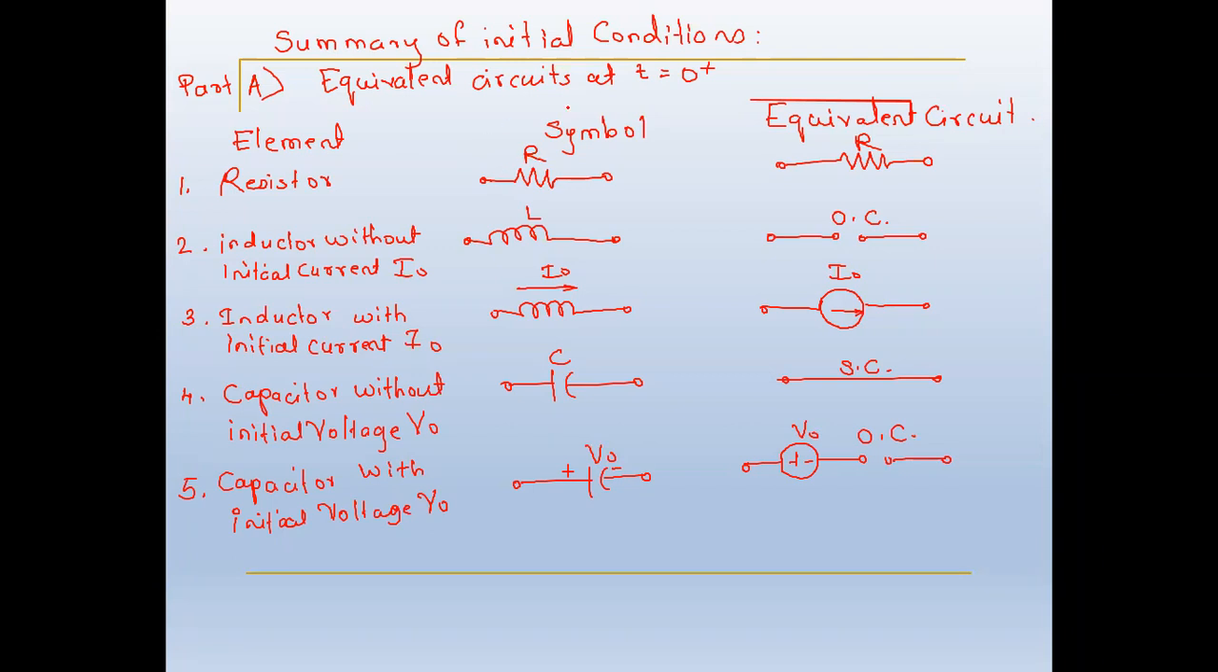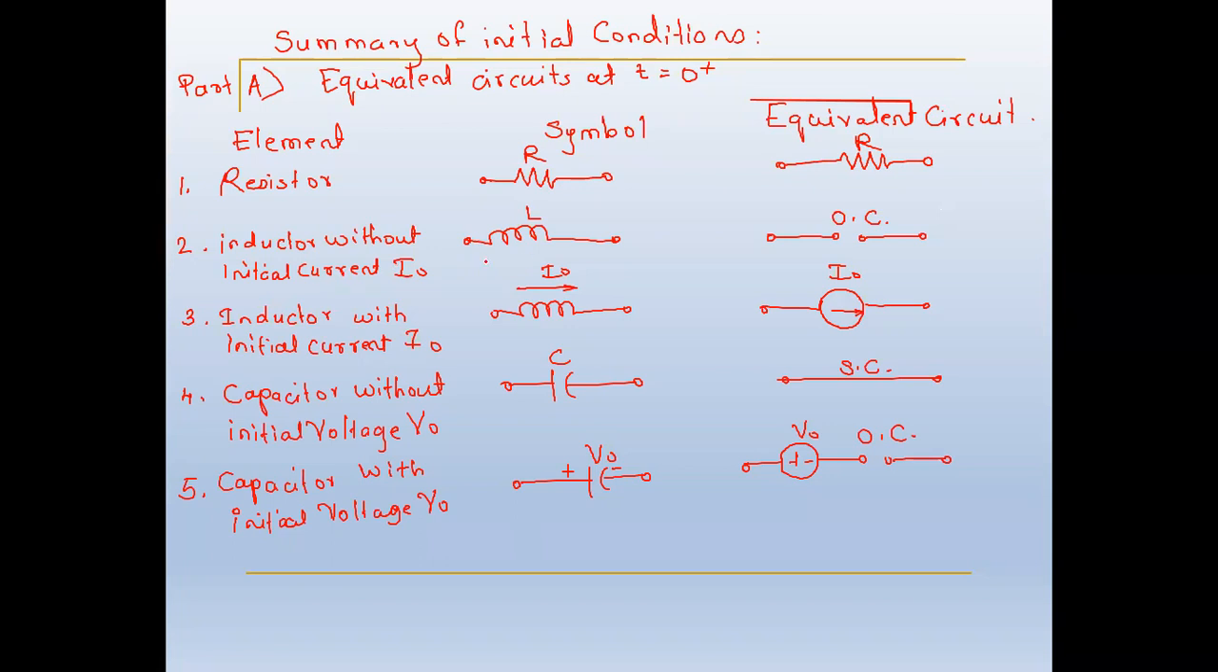These are the equivalent circuits at t is equal to 0 plus. The switch is operated at t is equal to 0, so t is equal to 0 plus indicates the conditions just after the switching. For a resistor, there is no initial condition, so the value of resistance remains the same after the switching.